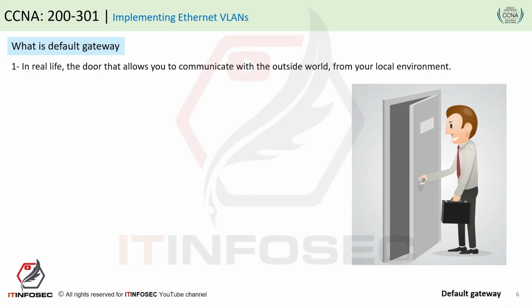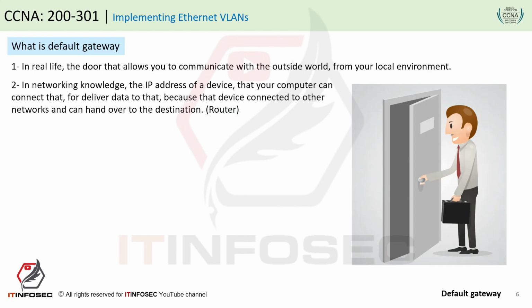If you want to go to another city, to the street, to another country, to any place, if you want to exit your room, you should pass through the door. The door is the local environment gateway that you access, and you can use it for going outside and going to another place. That is the concept of default gateway.